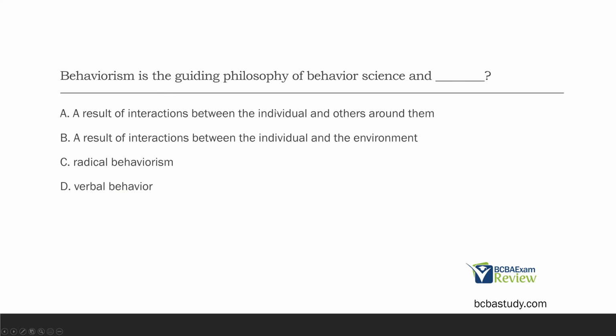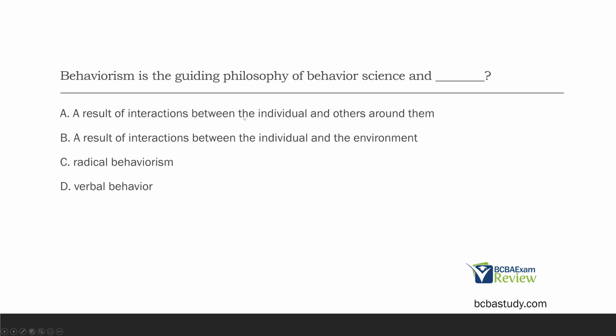Behaviorism is the guiding philosophy of behavior science and what? So this is ripped straight from the task list study guide. The task list asks you to distinguish between behaviorism and other types of basically teaching in behaviorism. So things like experimental analysis of behavior, applied behavior analysis in practice, and of course, behaviorism. Behaviorism is the granddaddy of them all, right? It's our guiding philosophy. But in addition to being the guiding philosophy, it's also what?